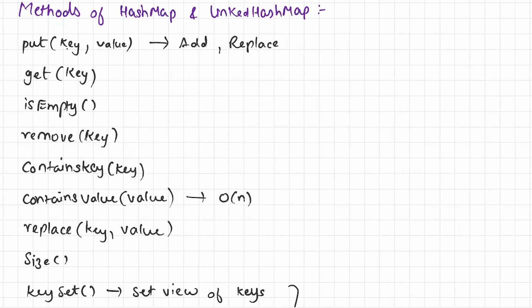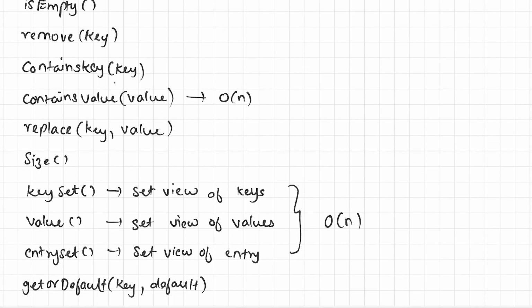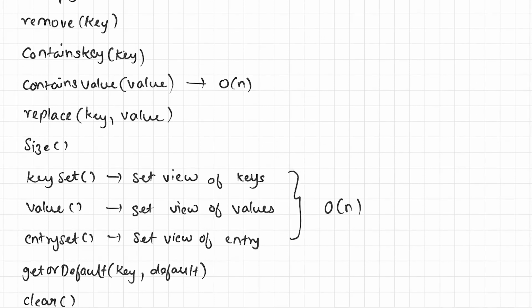And if the key is already present in the LinkedHashMap or HashMap, it's simply going to replace the value associated with that key. Okay. The next method is the get method. The get method is used to get the value associated with the specified key. Next is isEmpty. The isEmpty method is used to check if the HashMap or LinkedHashMap is empty or not. Next is the remove method. The remove method is used to remove the value that is associated with the specified key.